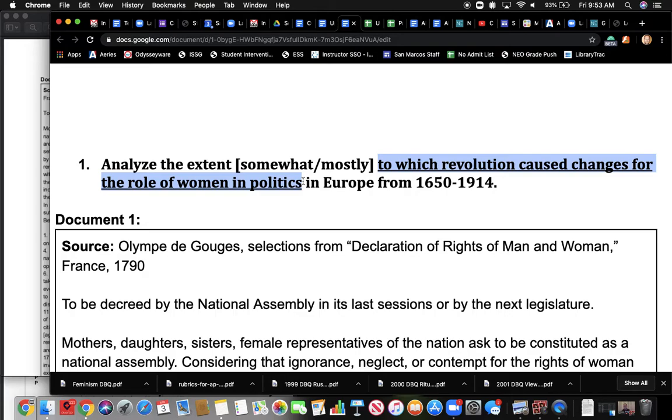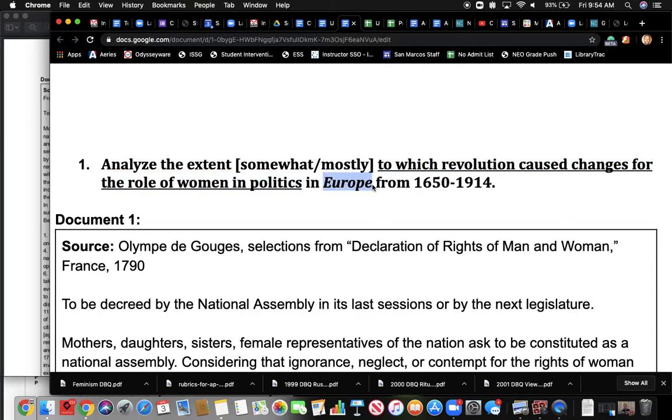It didn't matter. These revolutions were supposed to create an enlightened world. So what this question is essentially asking is, did that actually happen? Did these revolutions lead to more rights and a role of women in politics? And of course, then here's our place.